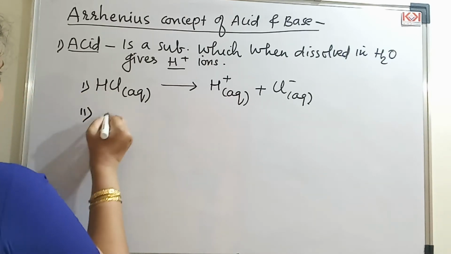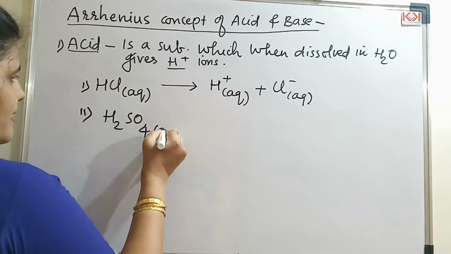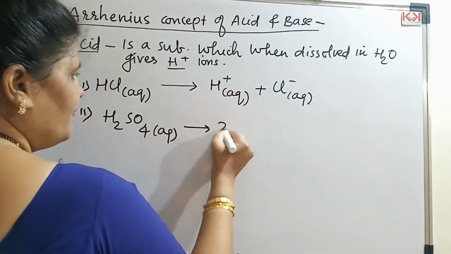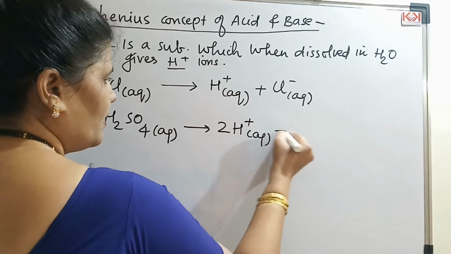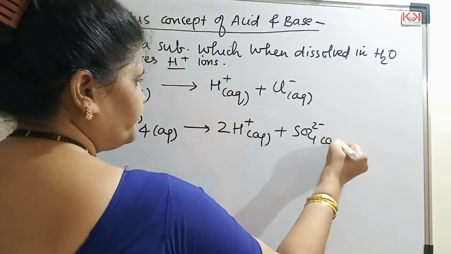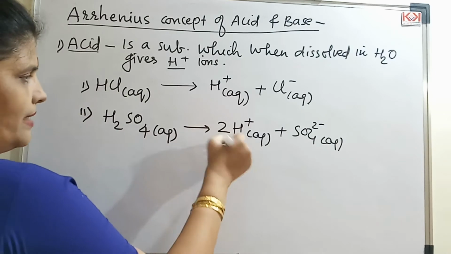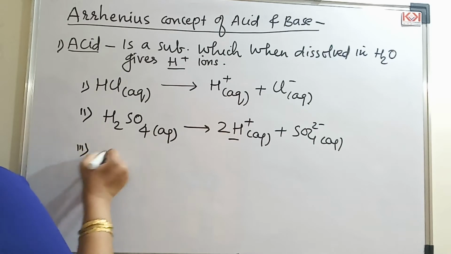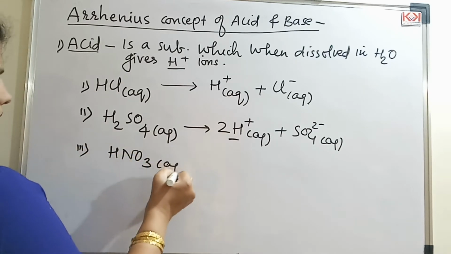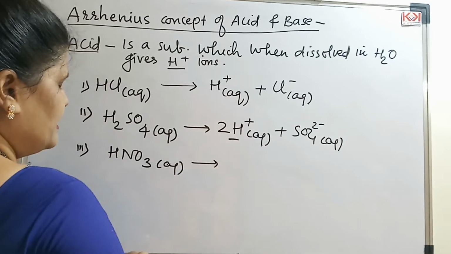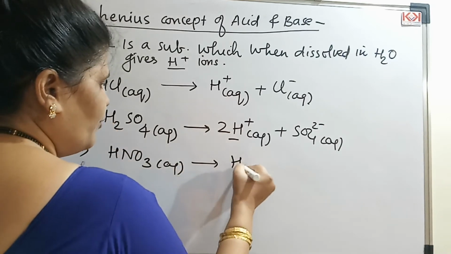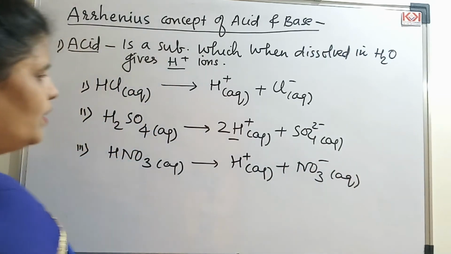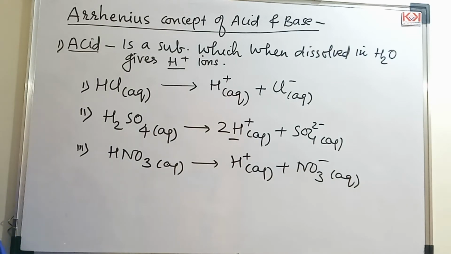Let us see the second example, that is H2SO4. When I dissolve this in water, it's a strong acid, student, so I am using this arrow. So what I will get is 2H plus and SO4 2 minus. Is it giving H plus ions? Yes. So this is also an acid according to Arrhenius. Let us see the third example, that is HNO3. I am putting that in water. I am using this arrow because this is a strong electrolyte. It will give me H plus aqueous and NO3 minus, that is the nitrate ion. So this is also an acid according to Arrhenius.